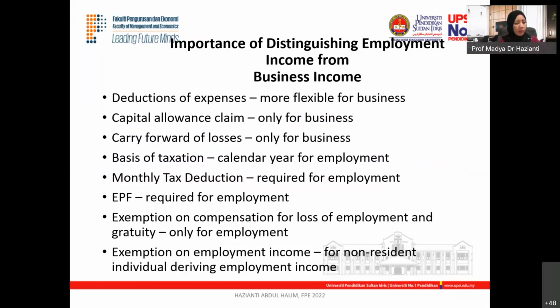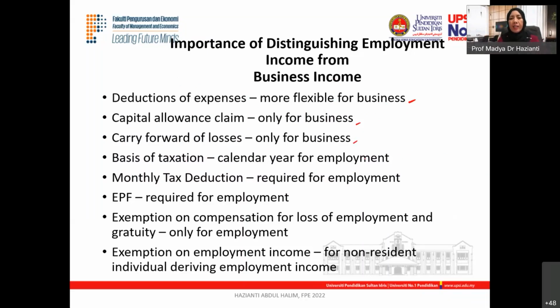Alright, this is the importance of distinguishing employment income from business income. Okay, so for business, we have deduction of expenses. So for business, it is more flexible. If you have your own business, then that will be charged under business income, not employment income. We have capital allowance and carry forward, keep this first. Later when we do business income, then we go back to this.